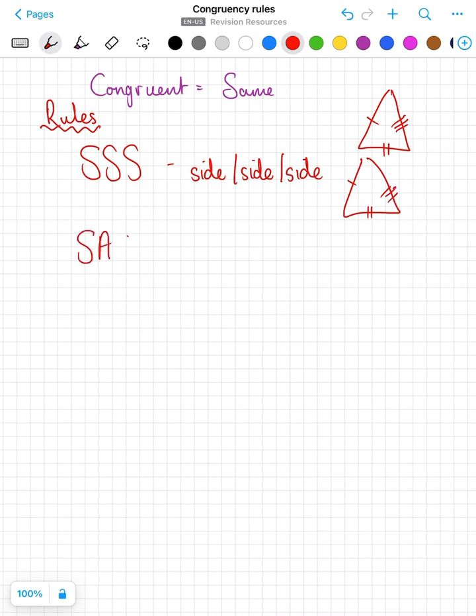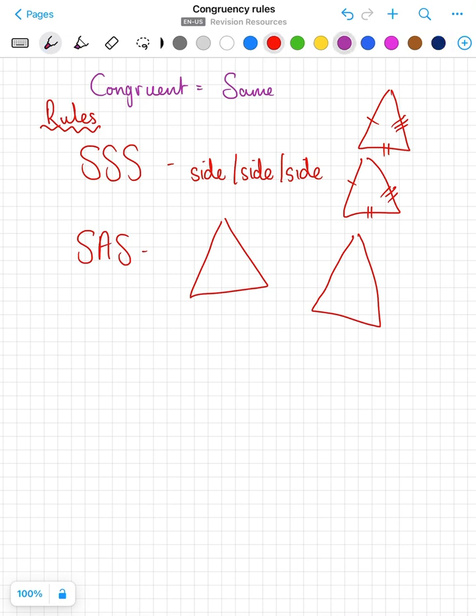Next is side, angle, side. So that is to say, if we have our triangles like this, we need this side, this angle, and this side to equal a side, angle, and its next side, in that order. So side, and then the angle, and then the side. So that's the angle sandwiched between two sides.